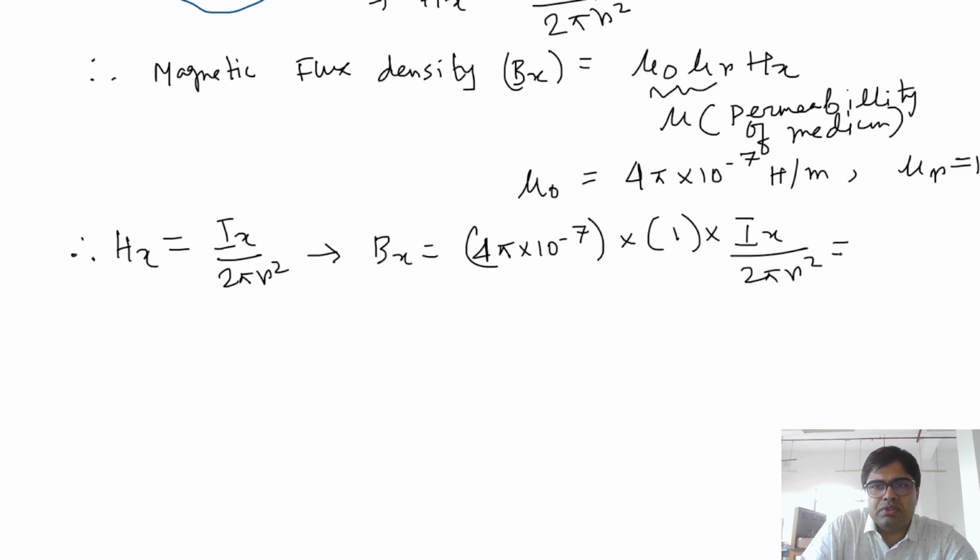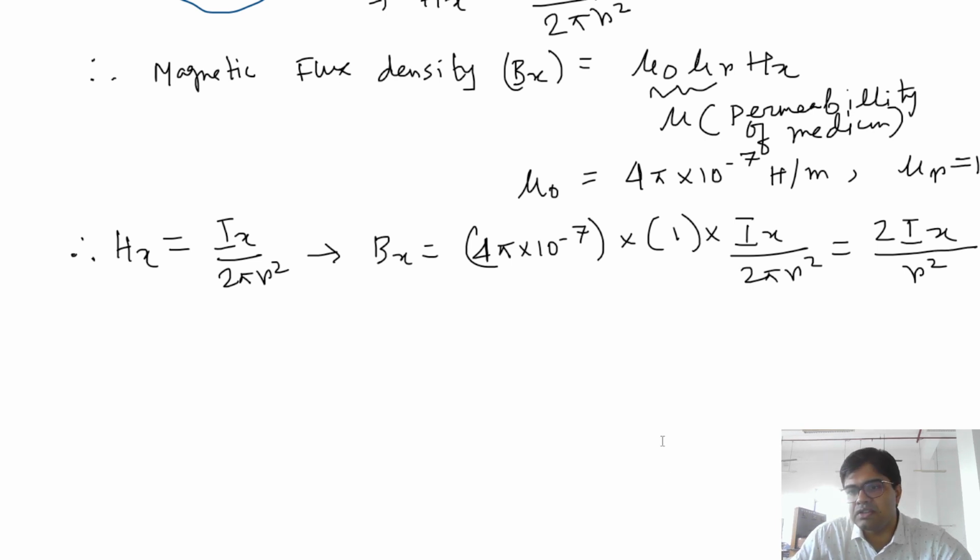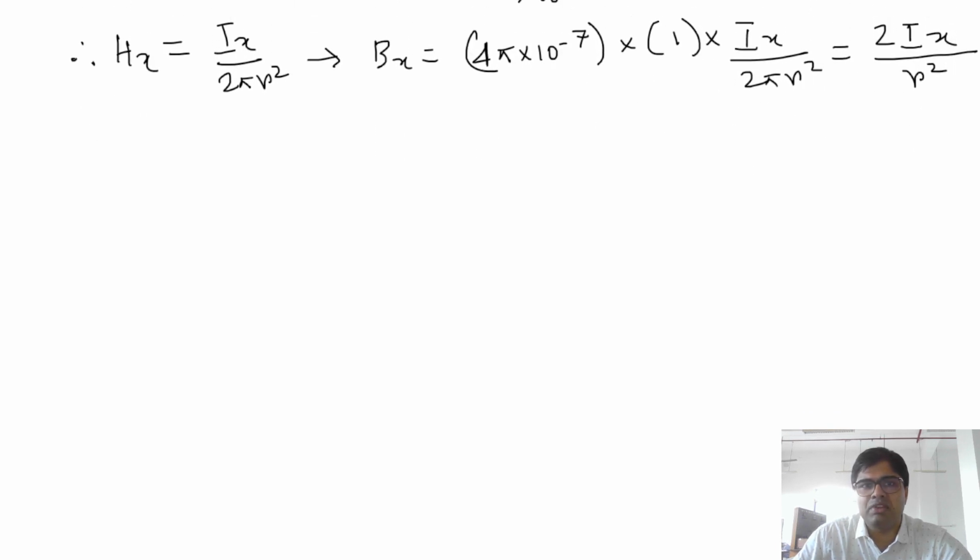So this will be equal to, this 4 pi and 2 pi get cancelled, so it will be 2 into I x by r square along with a term 10 to the power minus 7. This is the Hx for you, Bx for you, flux density. Now if you have a flux density Bx, then what will be the flux?